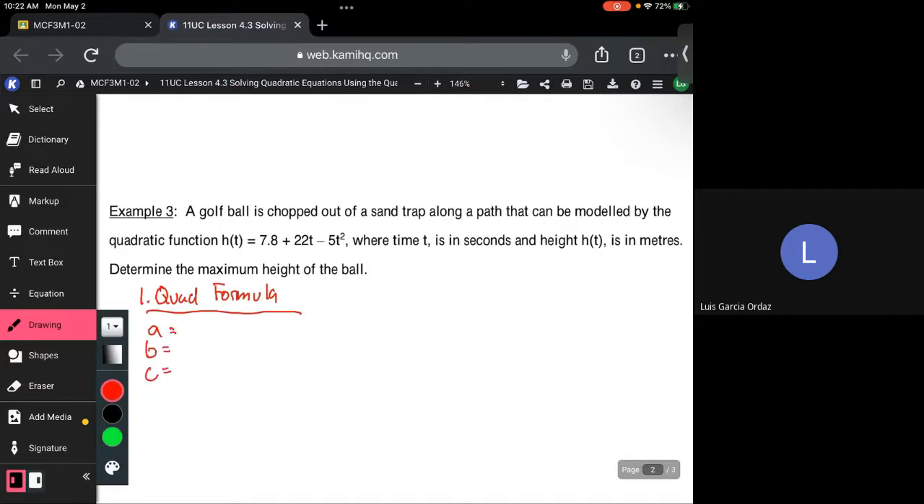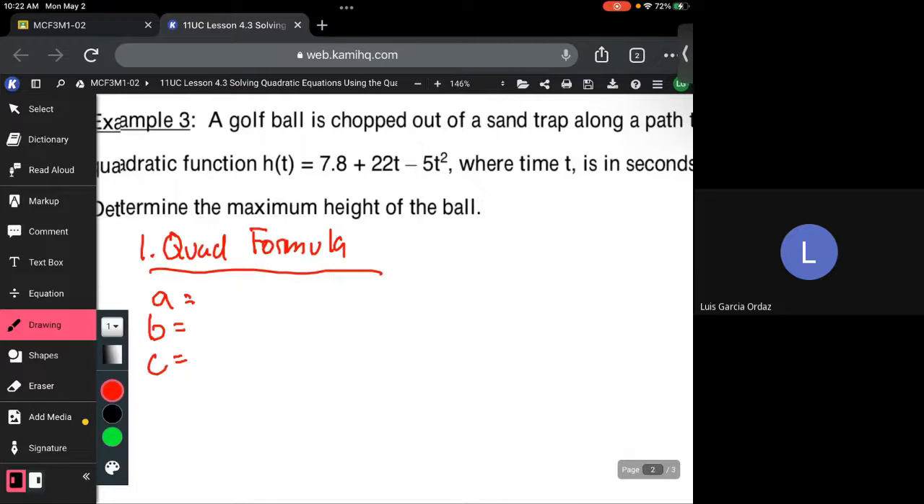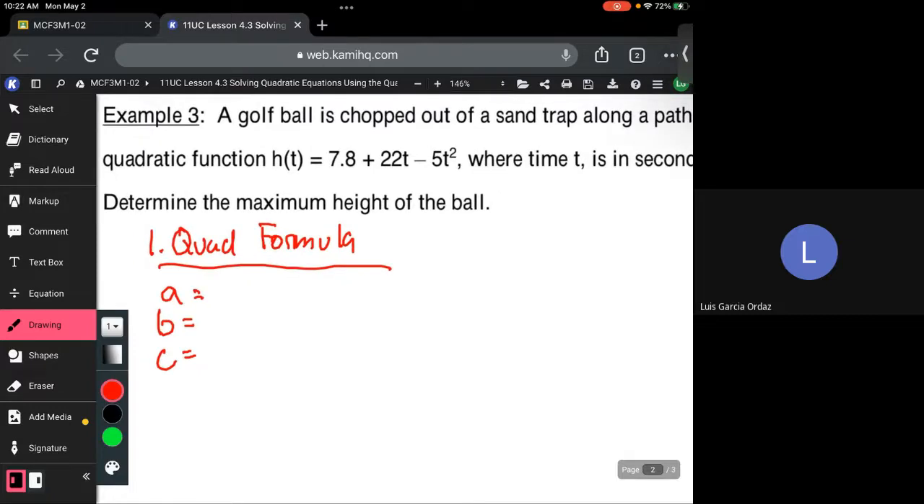So what's A, what's B, and what is C? Well, it's not written in order, right? A is -5. Olivia, what's B? 22. And someone tell me what's C. Sarah kind of said it already. 7.8.